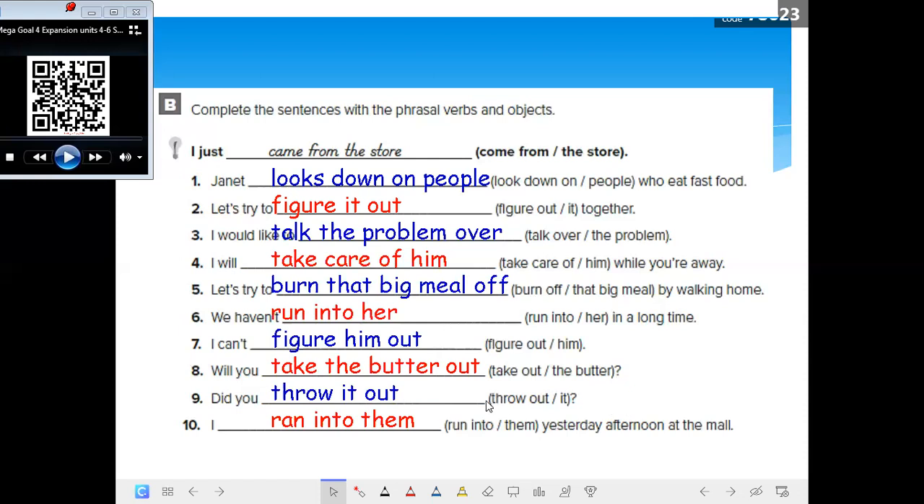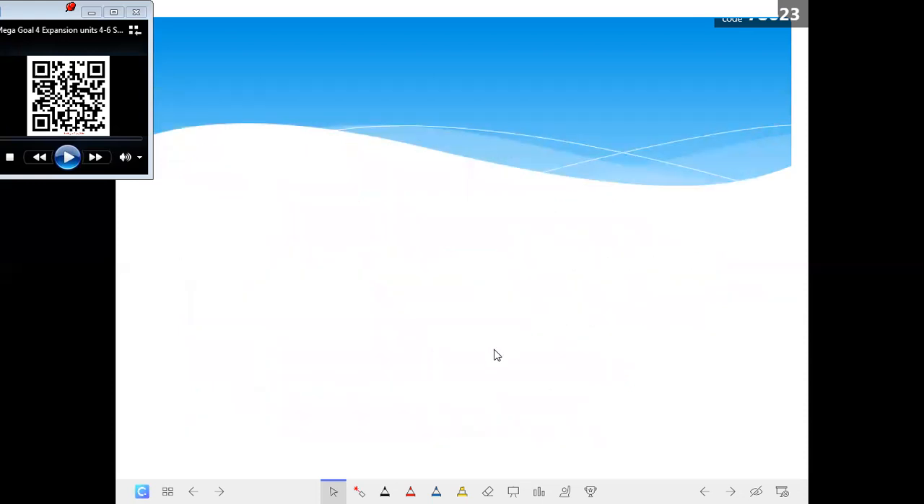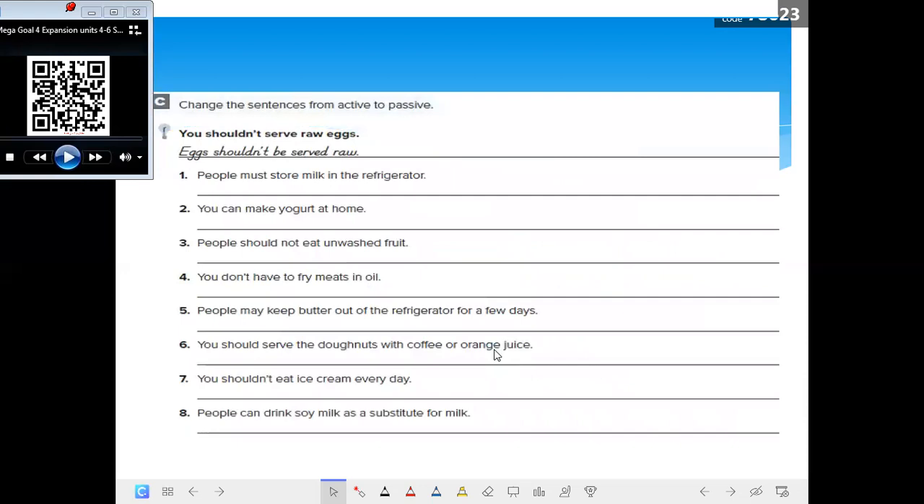Okay. Now let's go to another exercise. Let's go to exercise C on the same page. He wants you to change the sentences from the active into passive. As you see here, you shouldn't serve raw eggs. If we want to change it into passive, we start with the object, eggs, and the modal verb should or shouldn't, and be then the past participle, and complete the sentence. Okay.